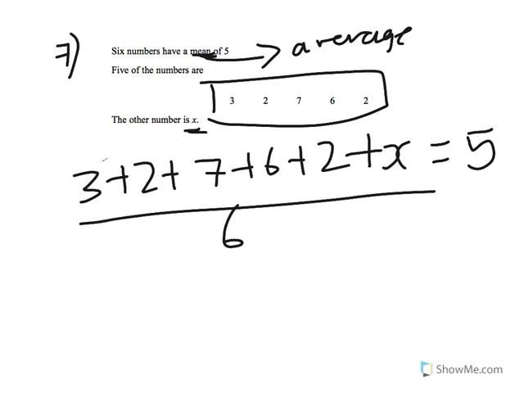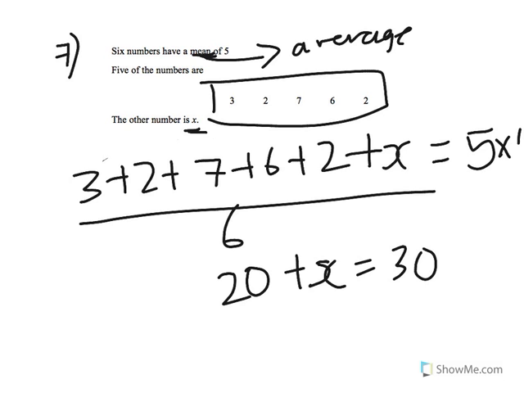Now all I do is I solve it like a normal algebraic equation and solve for x. So I'm just going to do this a bit fast. So 3 plus 2 plus 7 plus 6 plus 2 is equal to 20, and 20 plus x is equal to 30, because if I multiply both sides by 6, these two will cancel, and I'm going to get 5 times 6, and it becomes 20 plus x equals 30. So if I subtract 20 on both sides, x is equal to 30 minus 20, which is 10. So the number is 10.